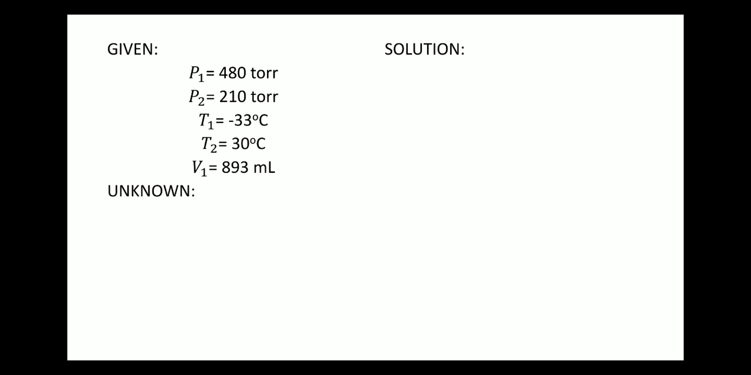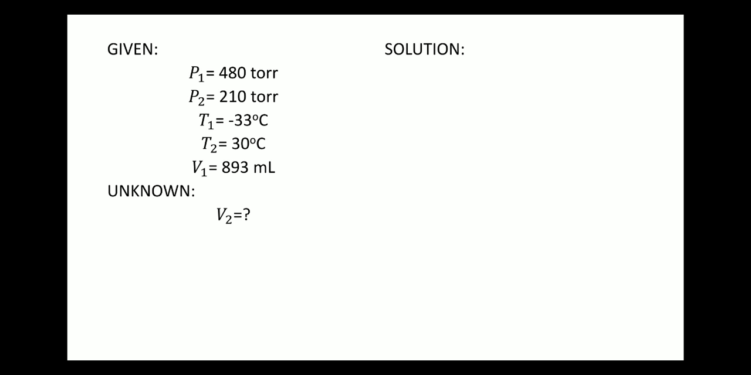So we have P1, which is 480 torr, P2 is 210 torr, T1 is negative 33 degrees Celsius, T2 is 30 degrees Celsius, V1 is 893 ml. So the unknown here is the final volume.